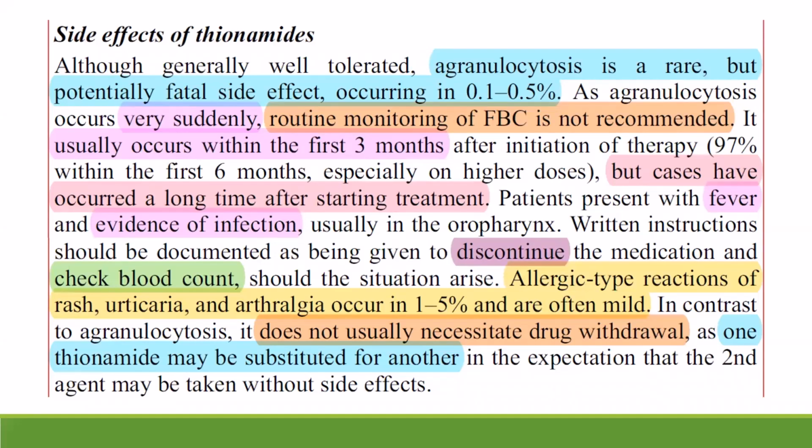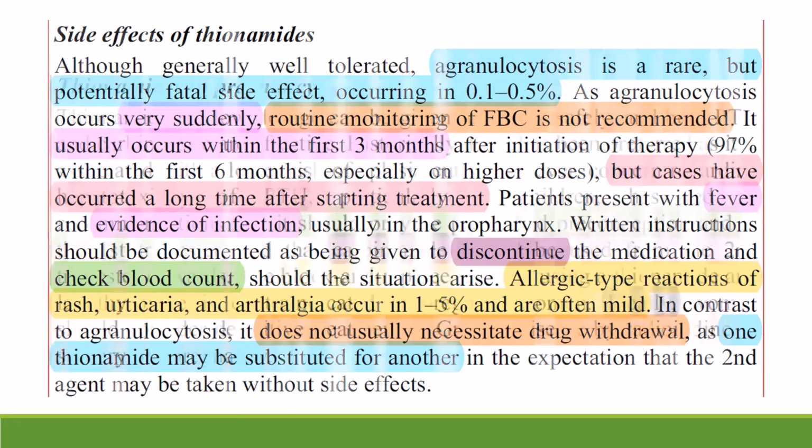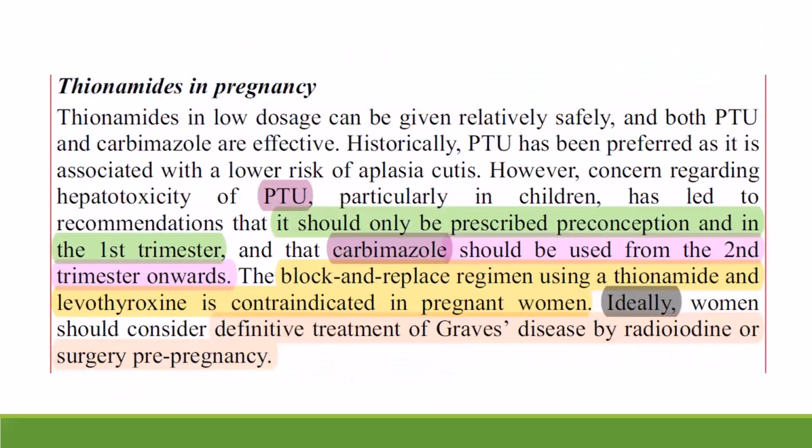Allergic-type reactions, rash, urticaria, arthralgia, occur more commonly than agranulocytosis, in 1 to 5%, and are often mild and can be treated with antihistamine drugs. Severe cases need withdrawal of the drug. And for allergic-type reactions, we can substitute another alternative for carbimazole. If the patient is already on carbimazole, we can give propylthiouracil in this situation.